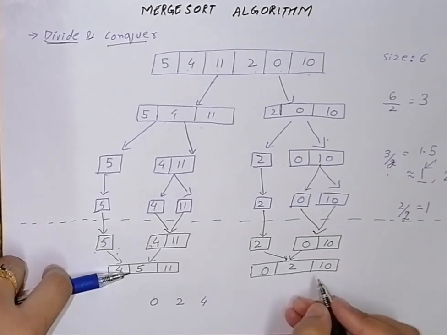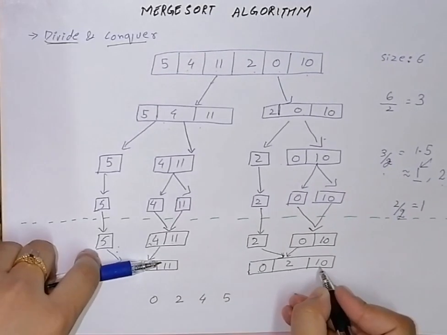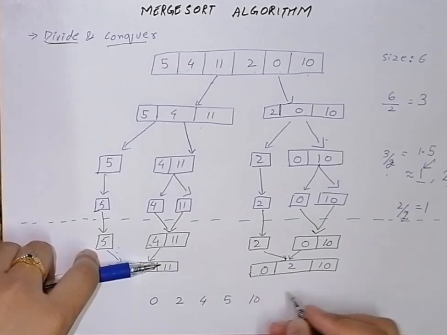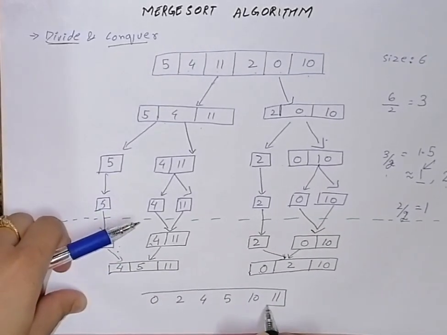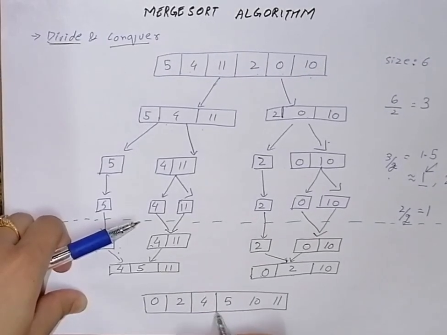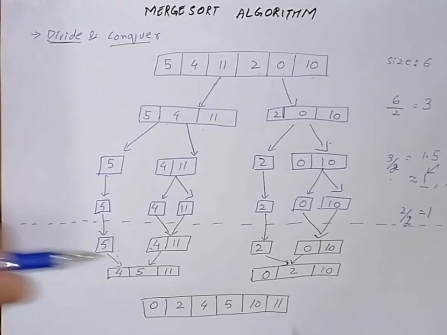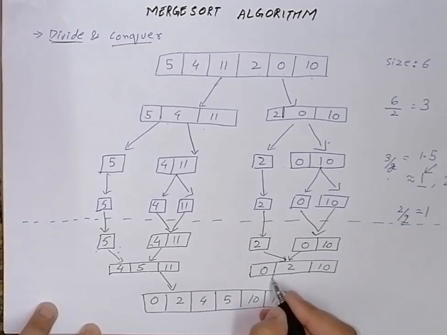5 will be compared with 10. 5 is the smaller value. 11 will be compared with 10. 10 is the smaller value and 11 is left alone. So you can see here that this is my final, or you can say merged, solution of the given problem.